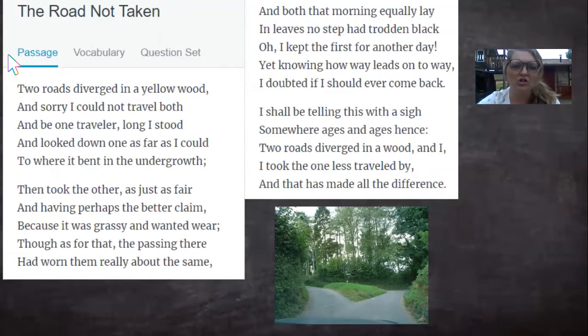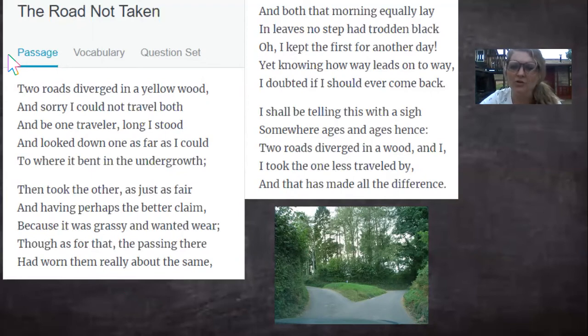Two roads diverged in a yellow wood, and sorry I could not travel both and be one traveler, long I stood and looked down one as far as I could, to where it bent in the undergrowth. Then took the other, as just as fair, and having perhaps the better claim, because it was grassy and wanted wear, though as for that, the passing there had worn them really about the same, and both that morning equally lay in leaves no step had trodden black.